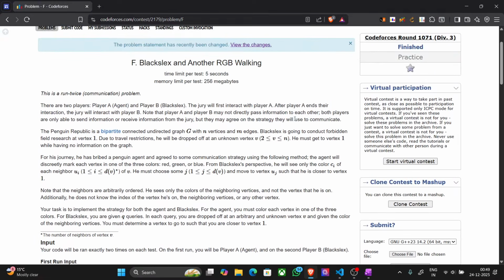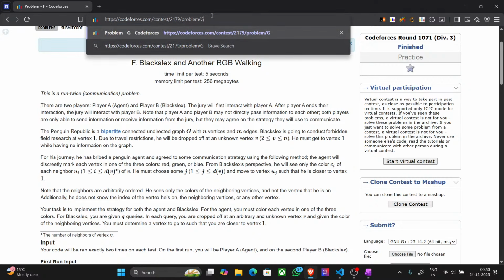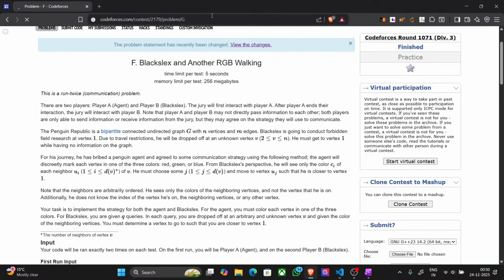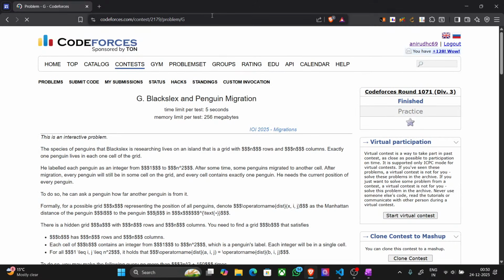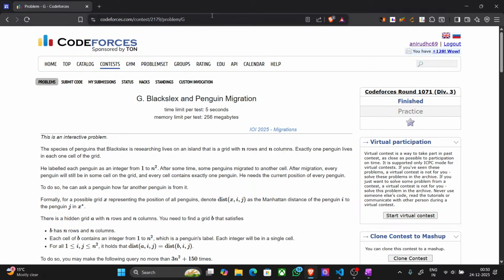We will move forward to the last problem, which is problem G, another interactive problem. Okay, so this is an interactive problem.